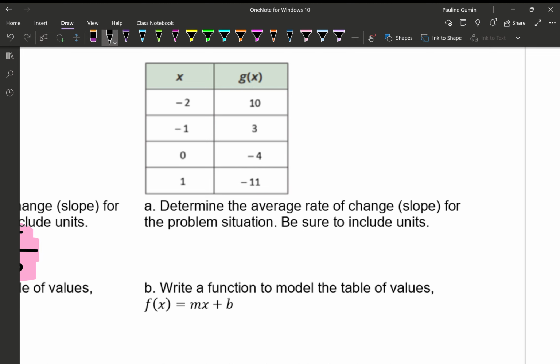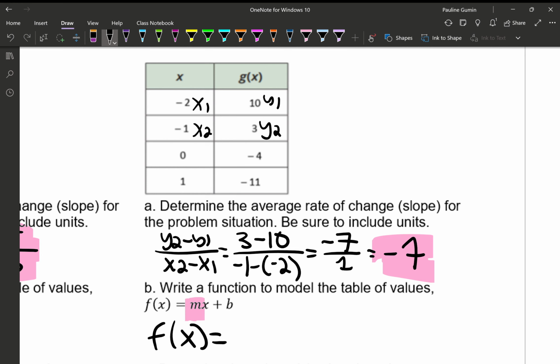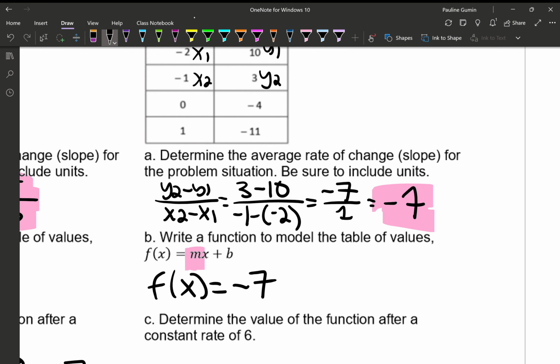Let's take a look at this table. Once again, let's find the average rate of change by finding the pattern of the y's over the pattern of the x's. For our y's, 3 minus 10 gives us -7. For our x's, -1 minus -2 is +1, so our slope is just -7. And yes, of course, you can leave it as a fraction.